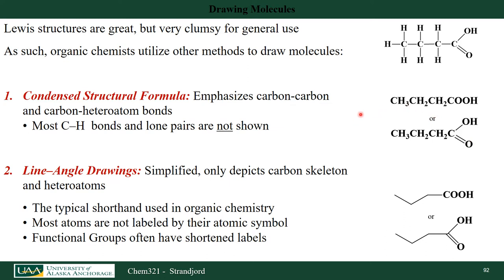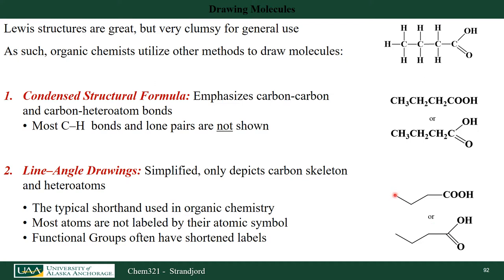Even this methodology is too cumbersome for organic chemists, so we simplify it again. We only depict the carbon skeleton and the heteroatoms. We call these line angle drawings or skeletal drawings. So if I look at this drawing over here, I only represent the carbons by lines and where they form an angle. And then I typically draw out the carbon-hetero bonds, or I can even leave out all the carbons here.